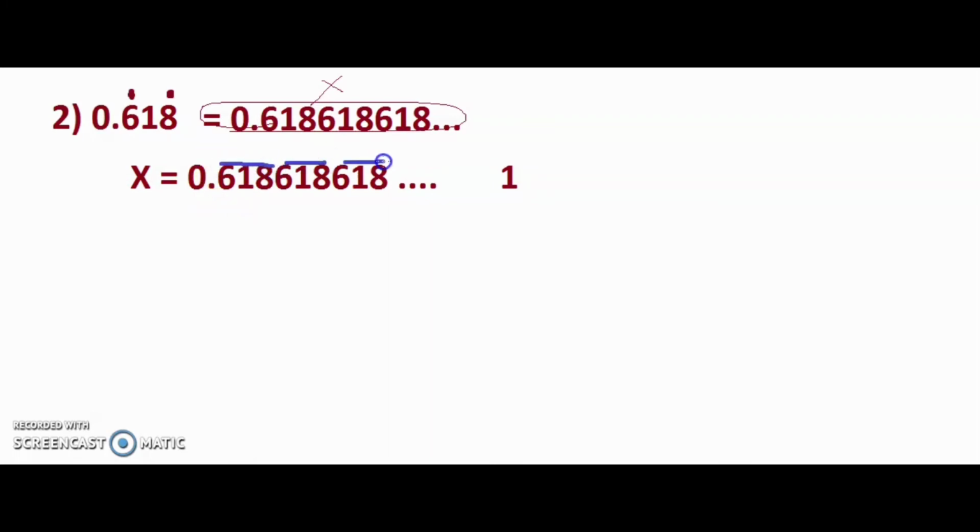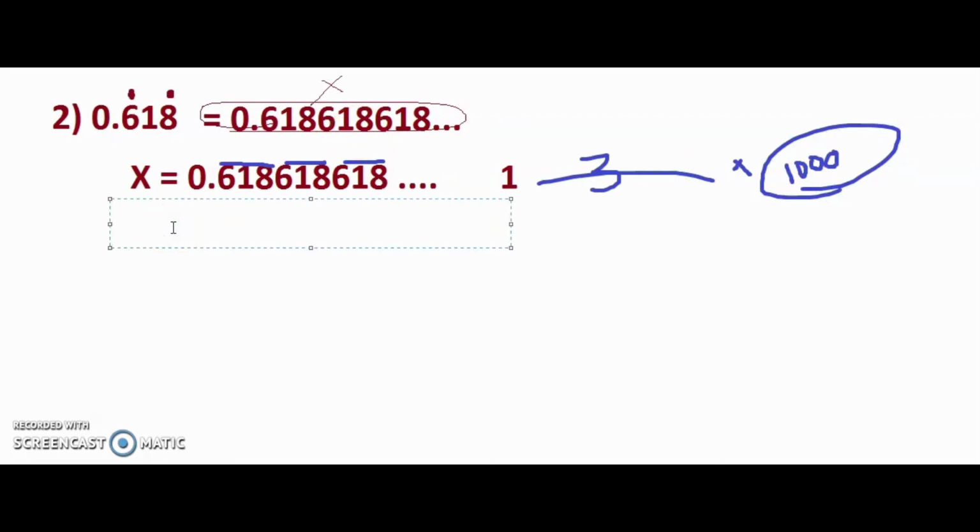Okay, so here 3 digits are repeating, isn't it? 618 is repeating. So multiply equation 1 with the number... what is that? 1000. Multiply equation 1 with 1000. So we get 1000x is equal to 1000 multiplied by 0.618, etc.